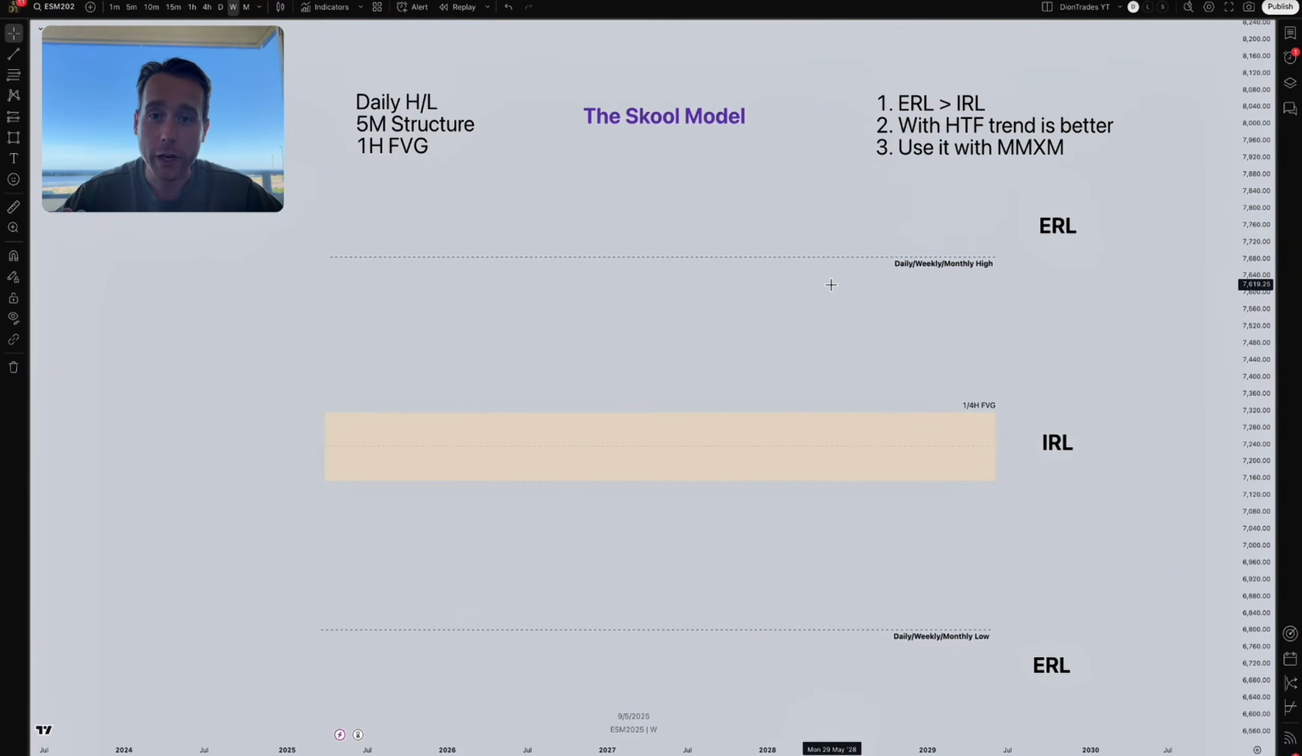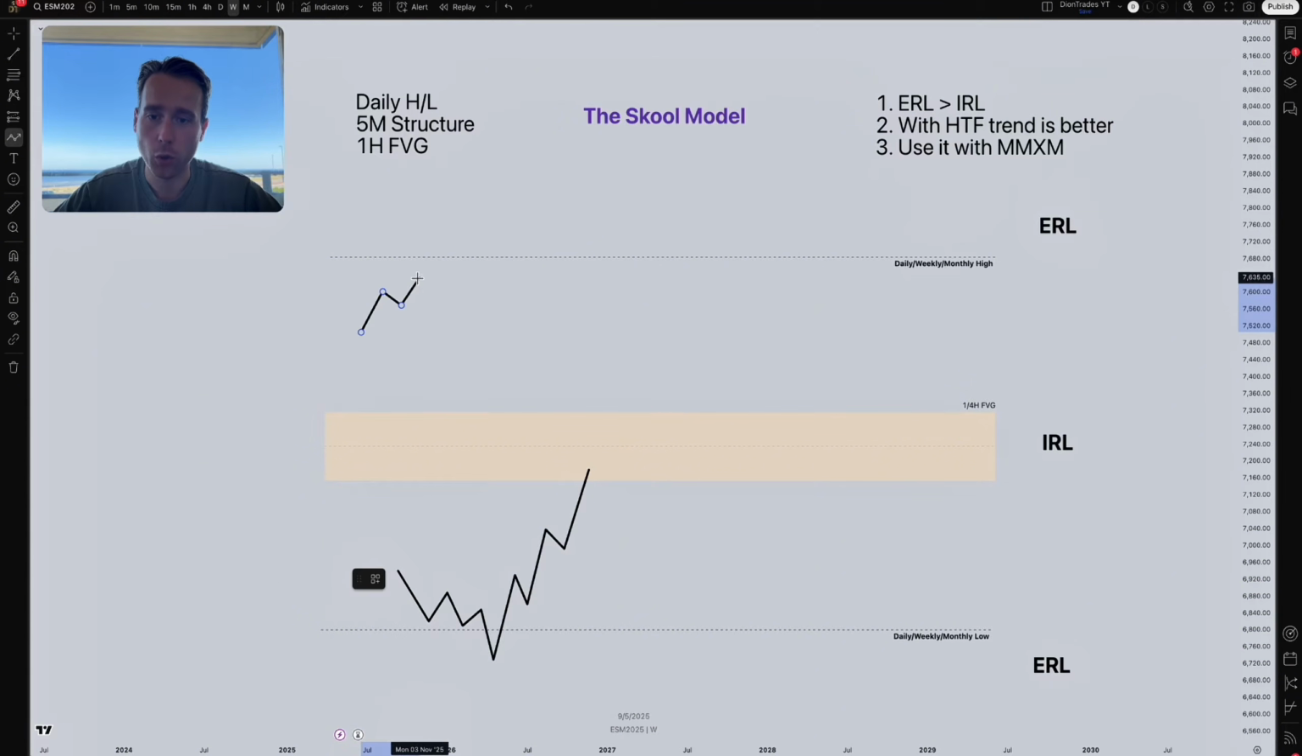The Skool model is a very simple concept. It relies on external range liquidity, all highs and lows, and internal range liquidity. And the first step of it will be price trading towards an all high or low. So in this example, an all daily, weekly, or monthly low. We tap it, then we break structure, and we go from external range liquidity, the all low, towards internal range liquidity, a fair value gap. Vice versa for shorts.